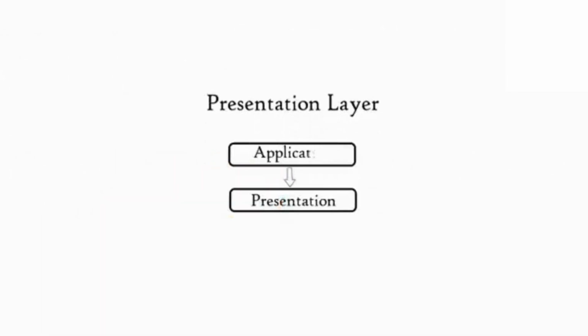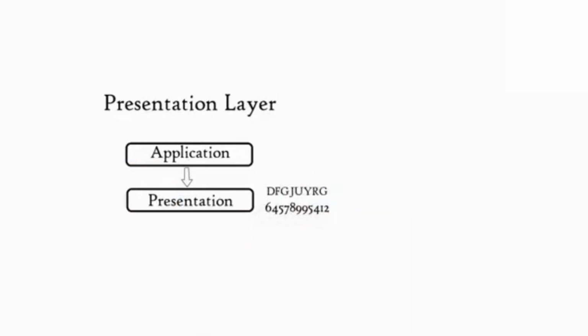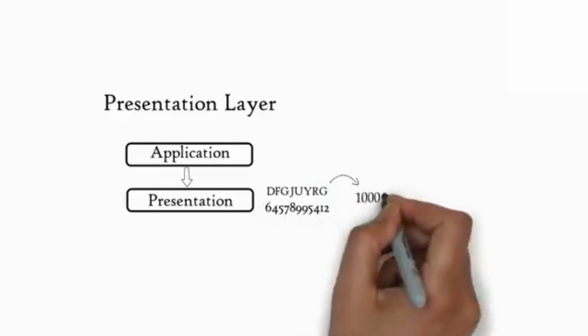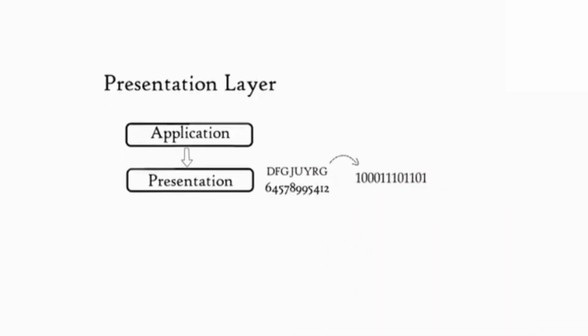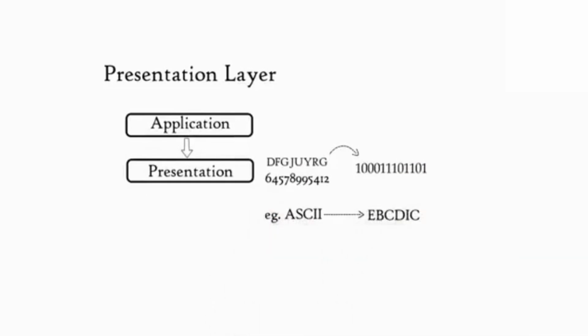Next to application layer is presentation layer. Presentation layer receives data from application layer. This data is in the form of characters and numbers. Presentation layer converts these characters and numbers to machine understandable binary format. For example, conversion of ASCII to EBCDIC code. This function of presentation layer is called translation.